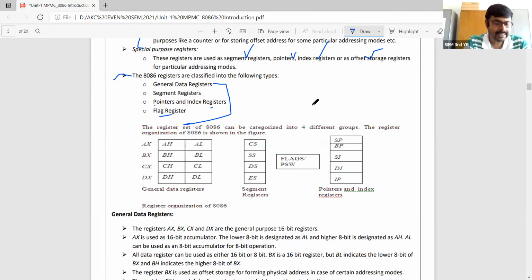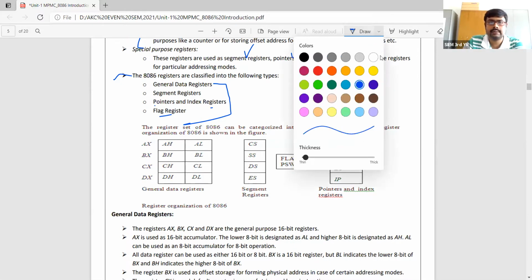So the first one is called the general data register. Point number two is called the segment registers. Point number three is called the pointers and index registers. Point number four is called the flag register. The register set of the 8086 can be categorized into four different groups. Already we have mentioned the four different groups.